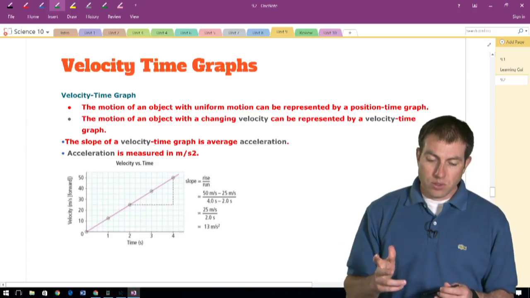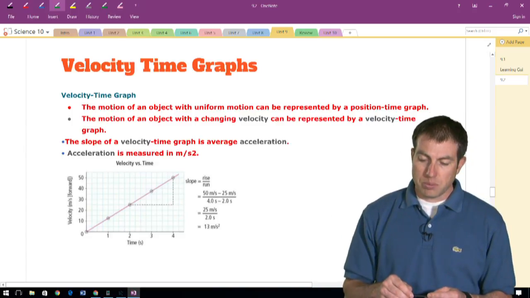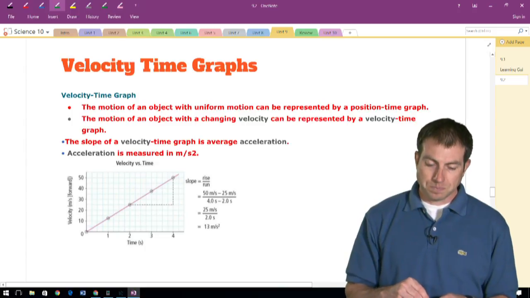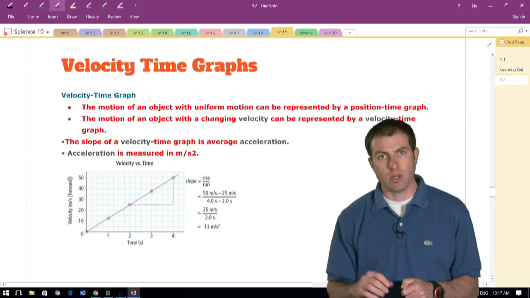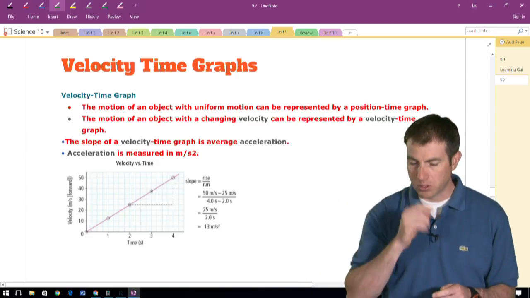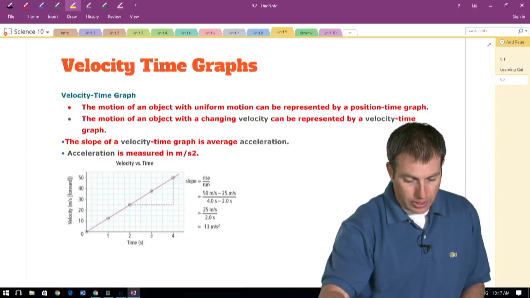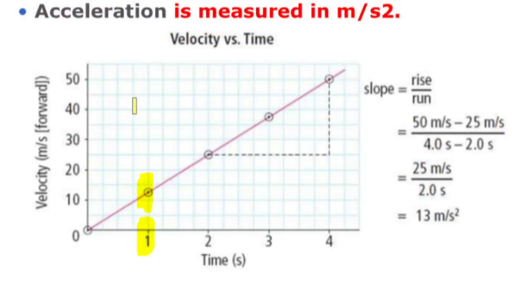So the velocity of a uniform motion can be represented by a position time graph. If the velocity changes, we can write it on a velocity time graph. So an increasing slope, if we look at 1 second, we're going 10. At 2 seconds, we're going 25. At 3 seconds, we're going 35. At 4 seconds, we're going 50.